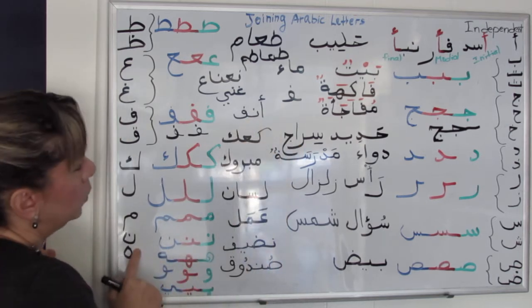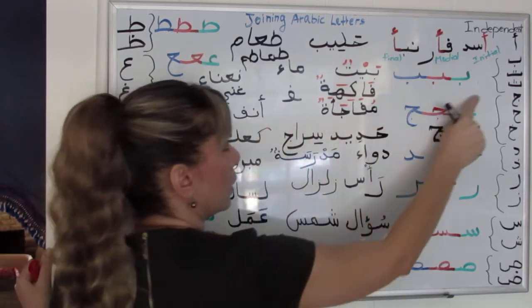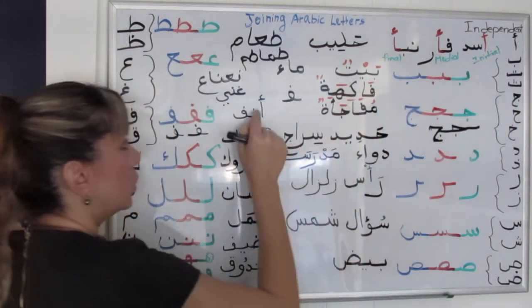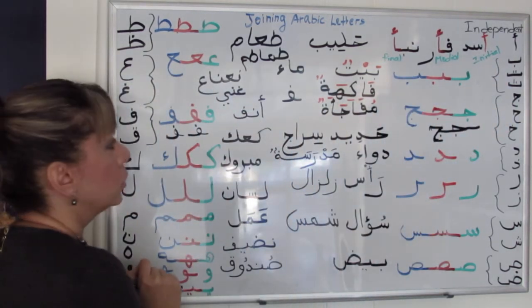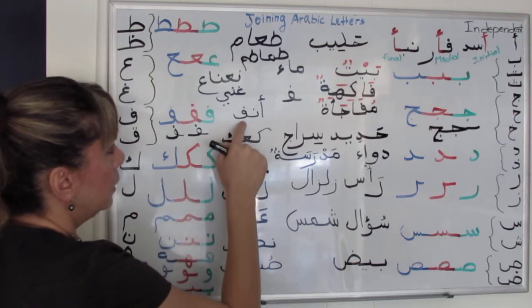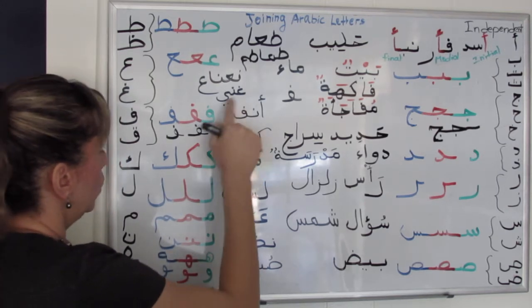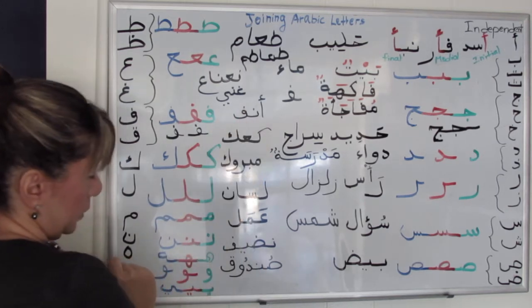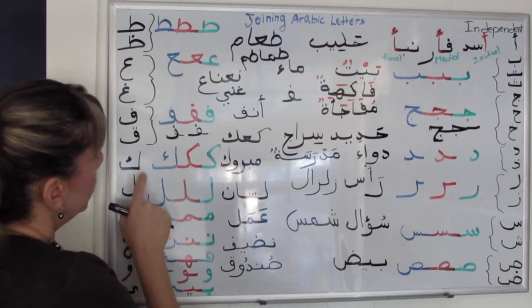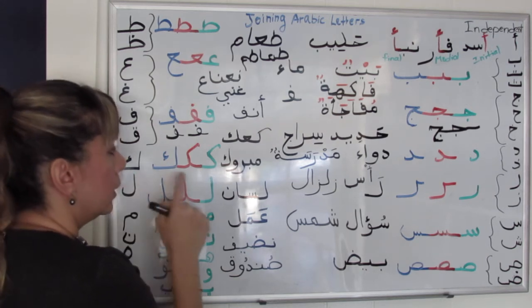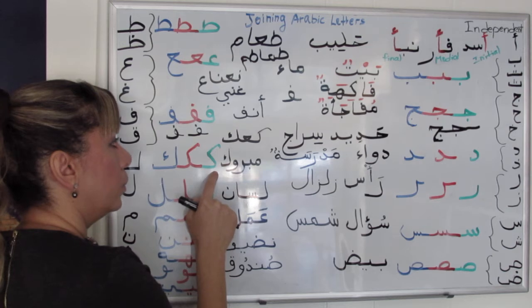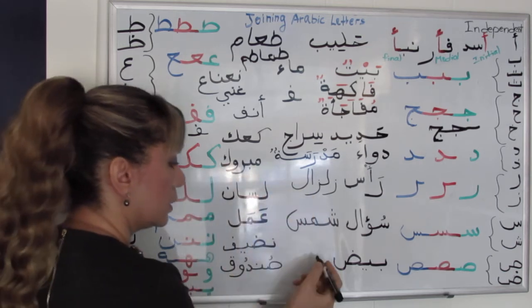Noon. Noon, it looks exactly like this family, but with the dot on top. And fa, we keep the whole letter. Anf. Kaf. Kaf, it looks this way in the beginning, like this.